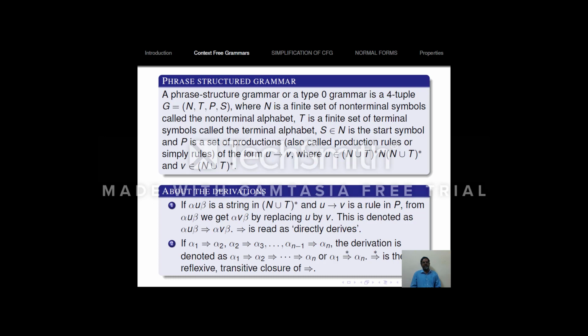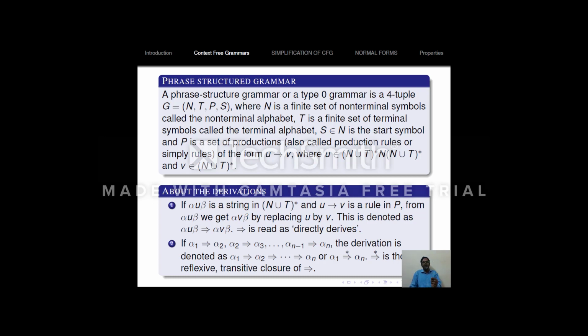So for example, about the derivation, this whole process which we saw in the case of the man ate the fruit: the process of generating a sentence using the given rules is called a derivation. For example, if alpha U beta is a string in (N union T)*, and U goes to V is a rule in P. The set of all rules is put in this component called P. As told earlier, G will have four components: N, T, P, S.